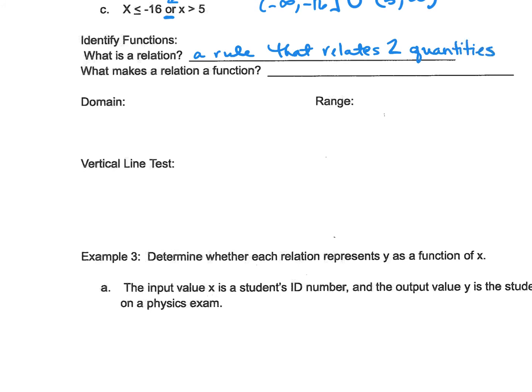I don't always say it's X and Y because it could be R and T, or it could be any two variables, couldn't it? Okay? What makes a relation a function?